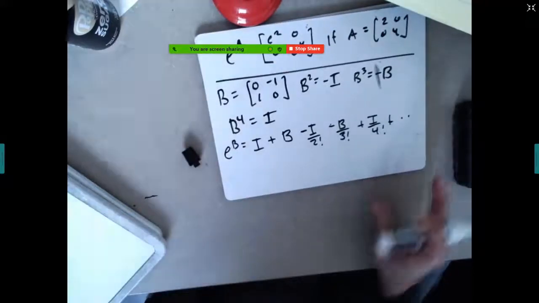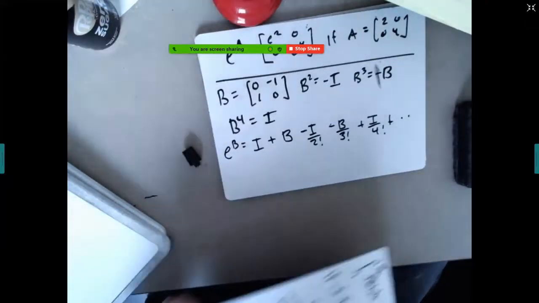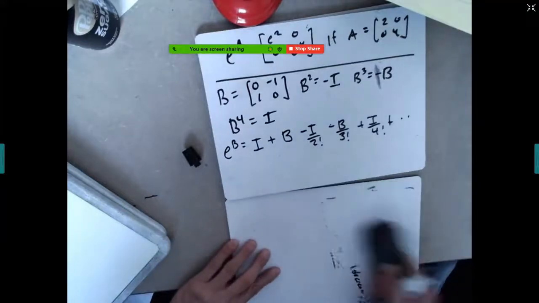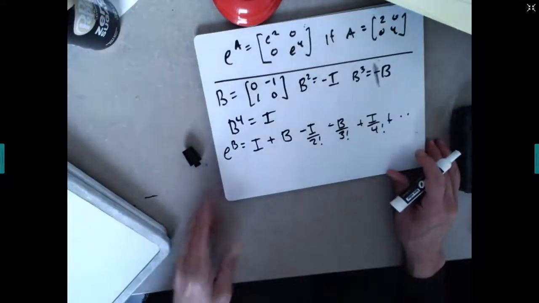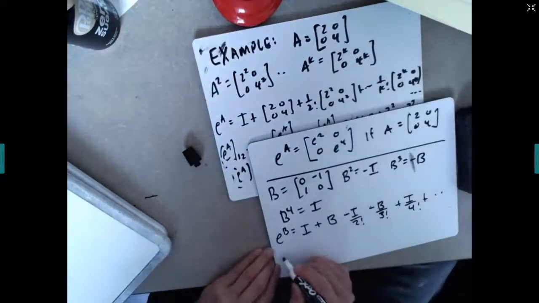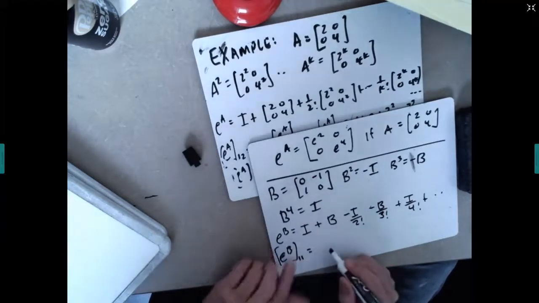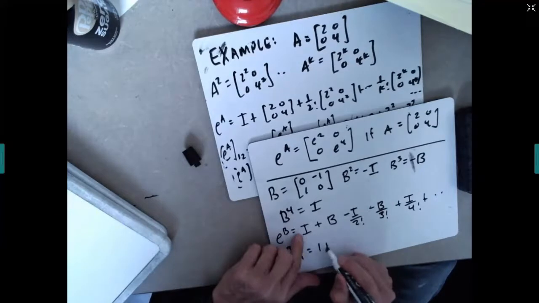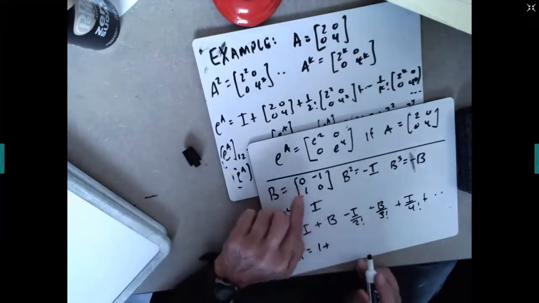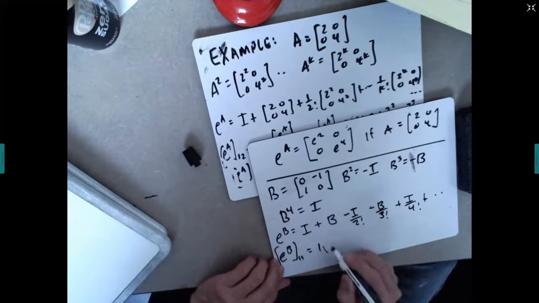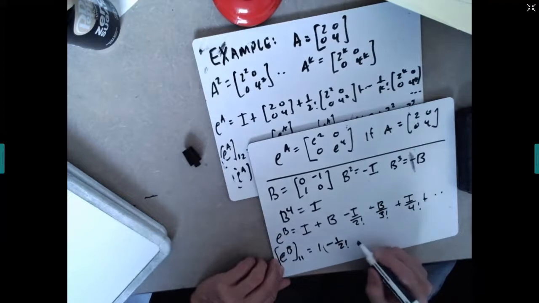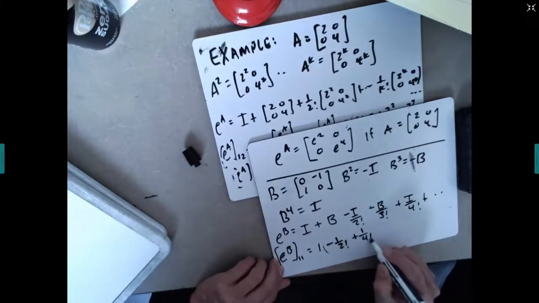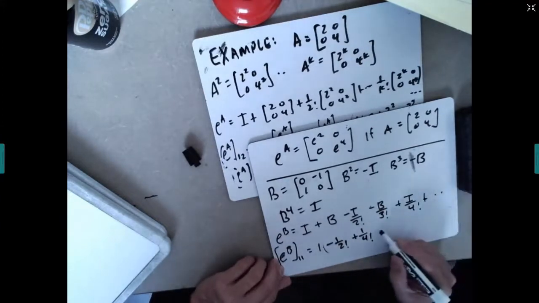Let's finish this up. This isn't too bad because if we look at the first term, the first row, first column term, it starts with a 1. That's a 0 because it's a B. Then it goes to minus 1 over 2 factorial. That gets skipped. Plus 1 over 4 factorial. And then the pattern goes on.